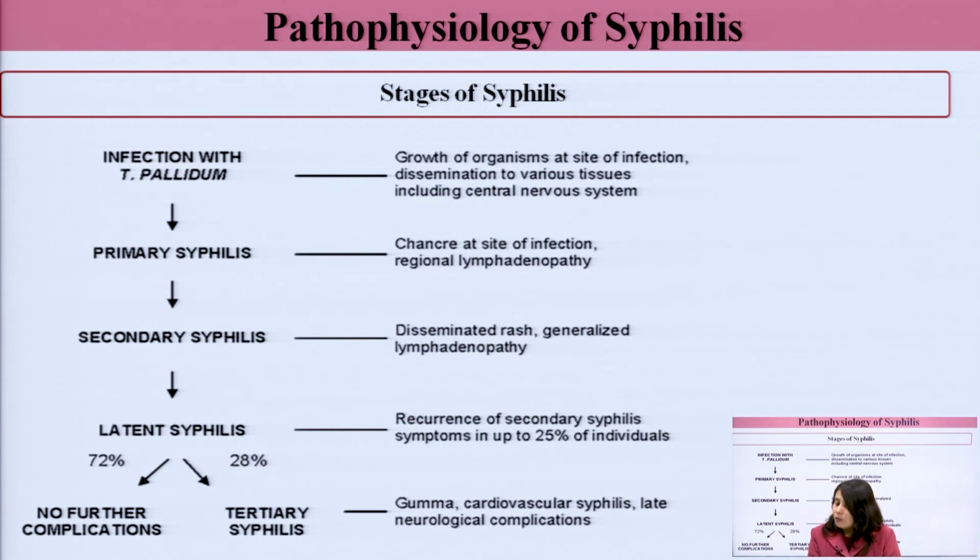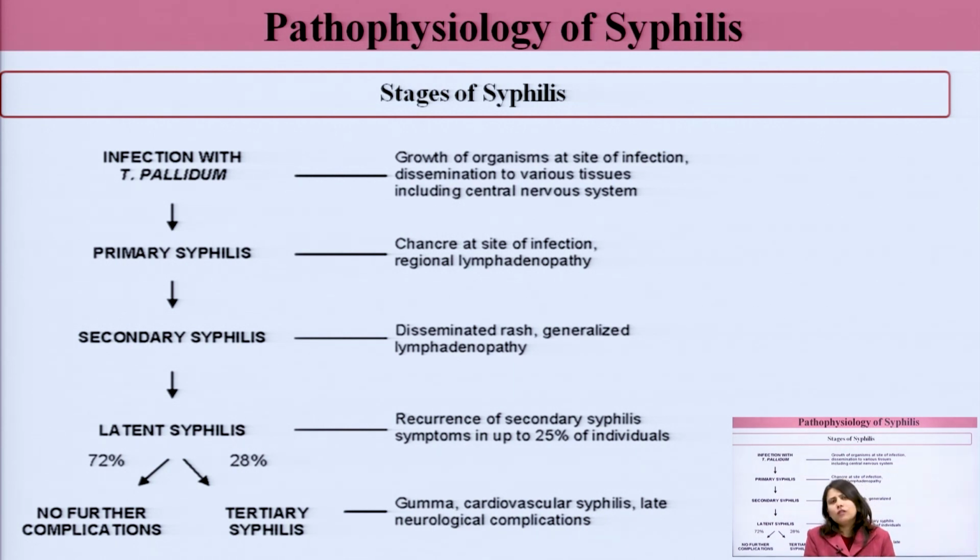Then occurs secondary syphilis, when Treponema pallidum spreads to the blood and results in a disseminated rash, that means rashes all over the body, and generalized lymphadenopathy. In primary syphilis, the lymphadenopathy is restricted to the site of infection, which is basically the genitalia, so swelling of the lymph nodes occurs in that particular region only. But in secondary syphilis, Treponema pallidum has spread in the entire blood circulation and results in rashes all over the body and swelling or enlargement of the lymph nodes all over the body.